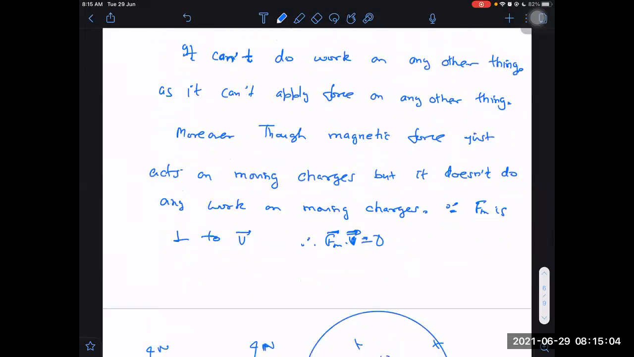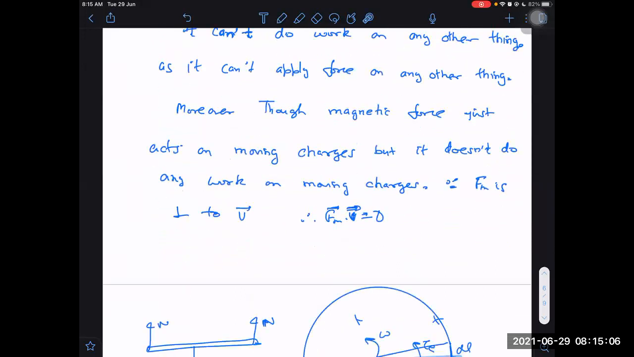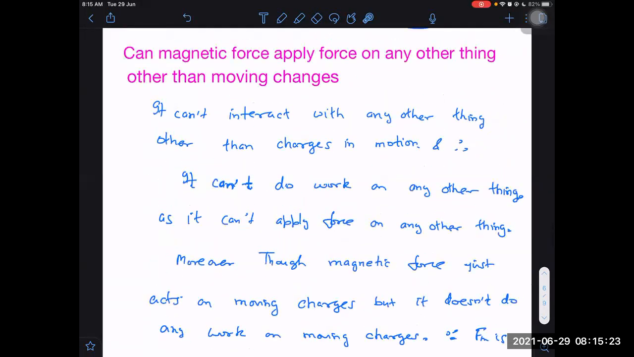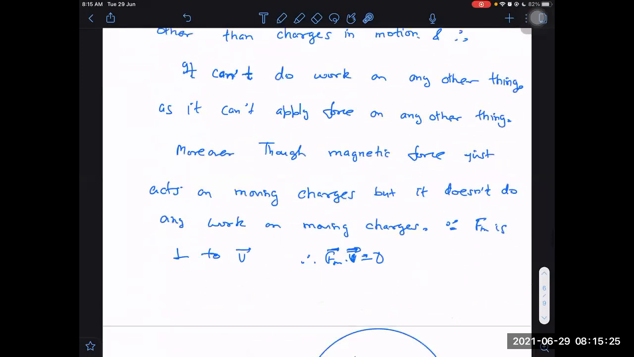So the magnetic field can apply force only on charges, but on charges it doesn't do any work, and on others it cannot even apply the force. So there is no point of work being done. Therefore it cannot do work at all in any case. You understood? So what is the crux of this whole discussion? First of all, it interacts only with moving charges, and on moving charges it doesn't do work. Then how can it do work? It can never do work. It is as simple as that. Understood?